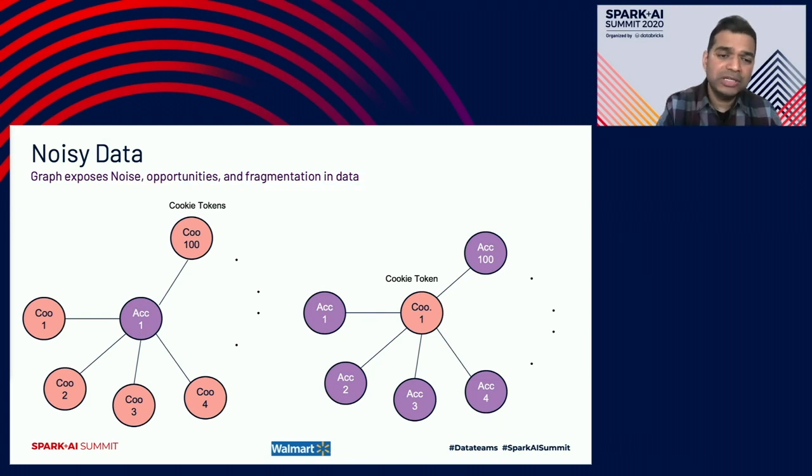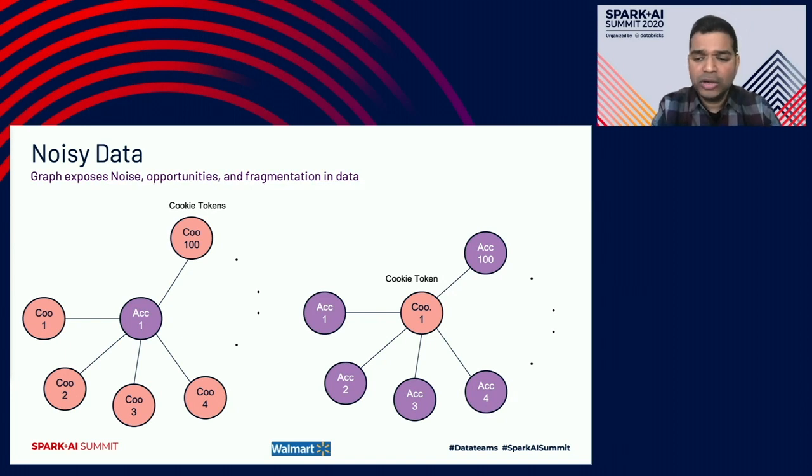The opposite scenario, what you see on the right side, could also happen, where one cookie gets associated with tens or hundreds of accounts as well. So when does this happen? This could be happening in the case of shared or public computers in a hotel lobby, an airport, or a public library, where if multiple people log into the same browser at different points in time, they would all get connected to the same cookie token.